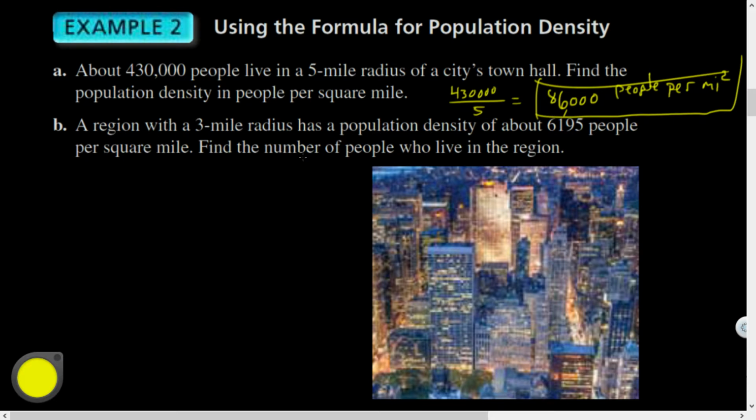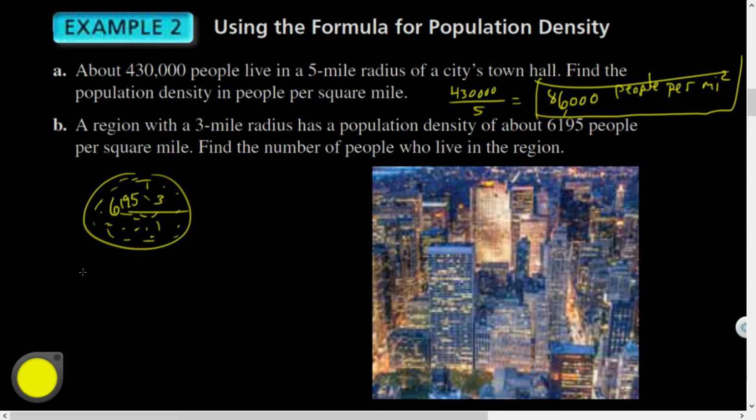How about this? A region with a 3-mile radius has a population density of 6195. All right, so they're all jammed in there. Ouch! Stop poking me! Find the number of people who live in that region.